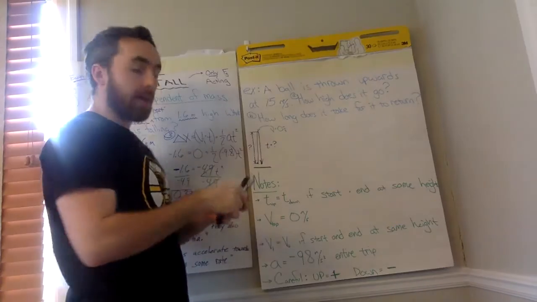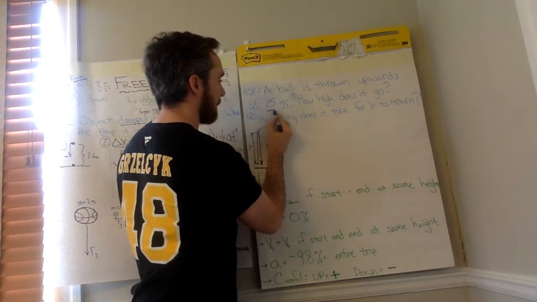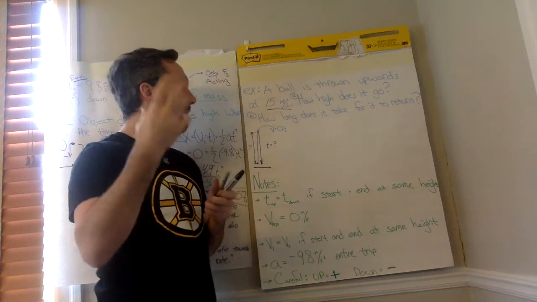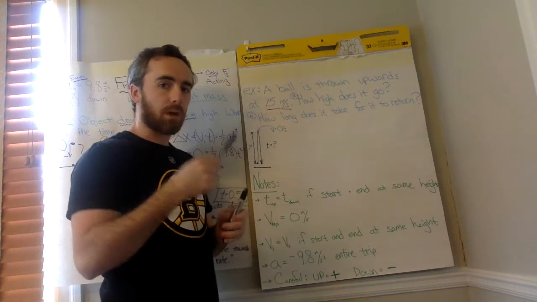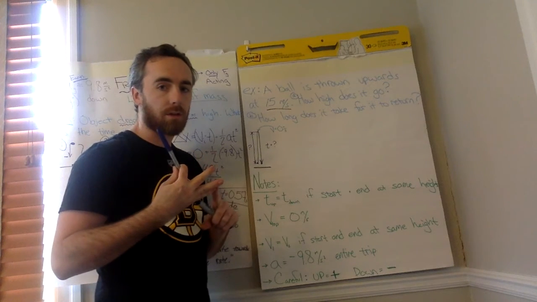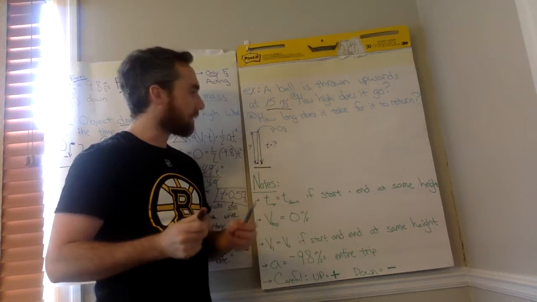So, again, it can be kind of a tricky problem. We read this problem, and there's only one number that the problem actually gives us. We know that this ball is thrown up at 15 meters per second, but we're going to be able to figure out how high it goes and how long it's in the air total just from that initial velocity.